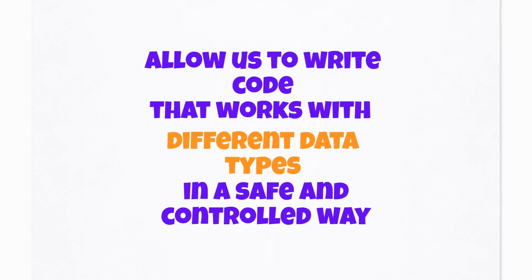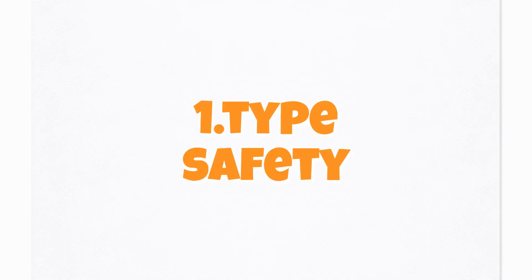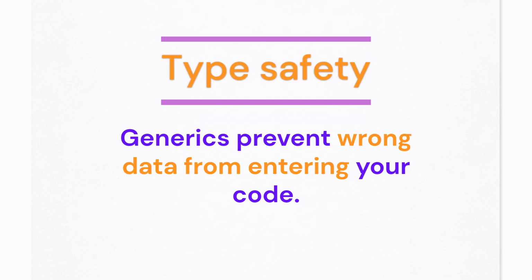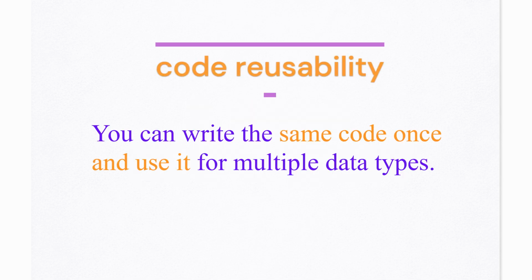Generics in Java allow us to write code that works with different data types in a safe and controlled way. Now, why do we use generics? First, type safety. Generics prevent wrong data from entering your code. Second, code reusability. You can write the same code once and use it for multiple data types.